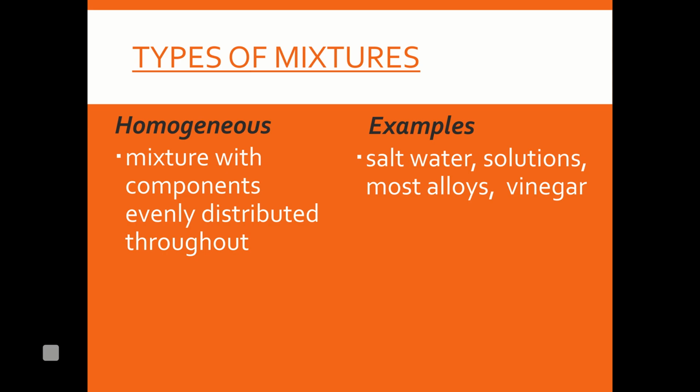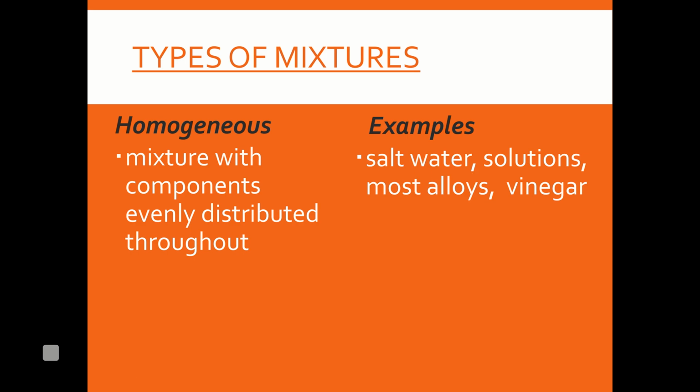Now, we do separate mixtures out into additional types. We have one type which we call a homogeneous mixture. Homo is the prefix meaning same. It is a mixture with components that are evenly distributed throughout. What that basically means is that the whole substance looks like one object. The mixture looks like a pure substance. If you think of, for example, salt water, it looks like one substance.